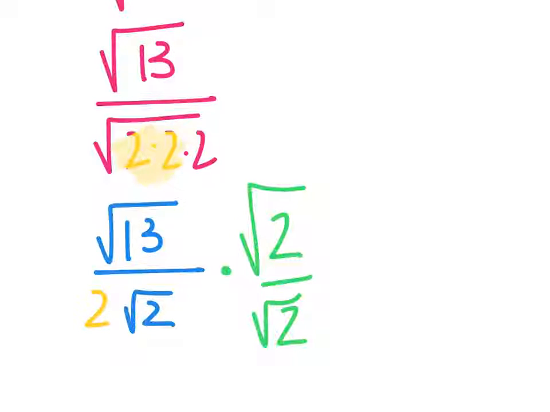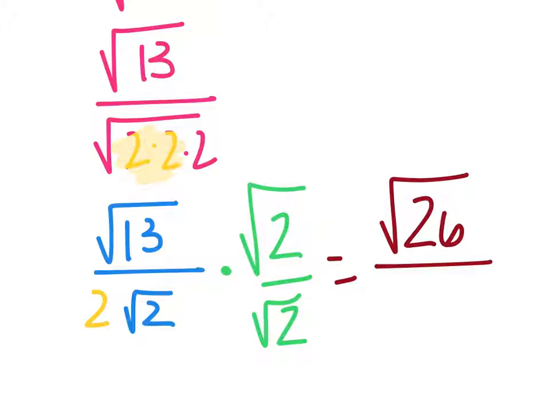26. Let me find a different color. Maybe we'll go with maroon. Okay, so I have the square root of 26 on top. On bottom, I have 2 times the square root of 2 times the square root of 2. Well, what happens when I multiply the square root of 2 and the square root of 2? It's the square root of 4, which is really just 2. So if you want to, you can skip and just assume that it's going to be 2 times 2 in the denominator.